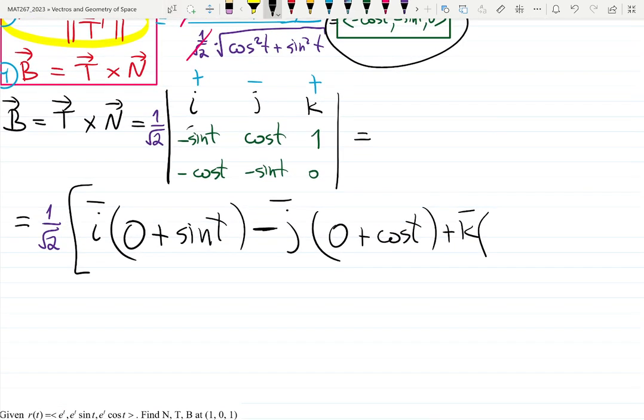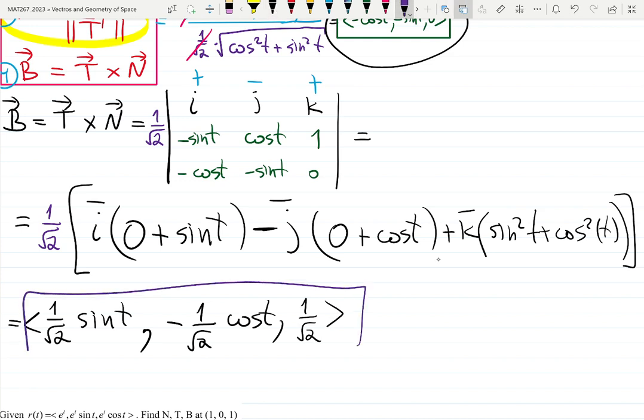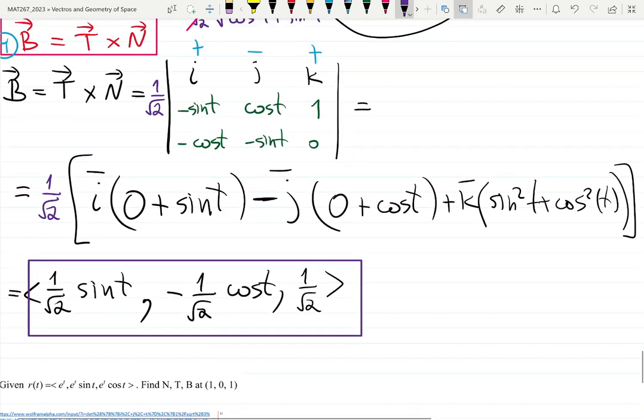K is the last one, it doesn't have zeros, but it will just collapse nicely. It's sine squared t plus cosine squared t. And then huge brackets, because there's a factored out 1 over square root of 2. And the answer collapses nicely into this. Let's write it down. 1 over square root of 2 is multiplied by sine t. Let's write it down in the vector form. So it's going to be a vector, comma, minus 1 over square root of 2 multiplied by cosine t, comma, sine square plus cosine square is 1, so it's just 1 over square root of 2. Vector form. So this is my B. B was found as a cross product of T and N.